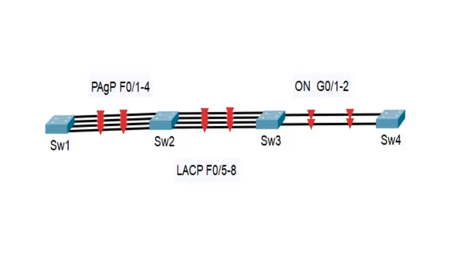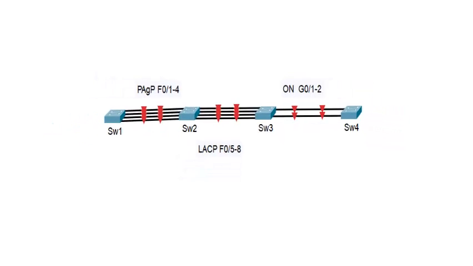I've got 4 channels connecting switch 1 to switch 2 that are going to be configured using PAgP for EtherChannel. 4 channels between switch 2 and switch 3, which will be using LACP, and then 2 channels between switch 3 and switch 4 that are just going to be channel mode on. Pause while I bring up a switch.